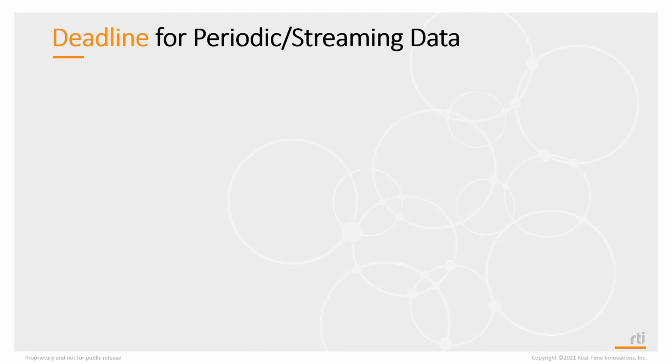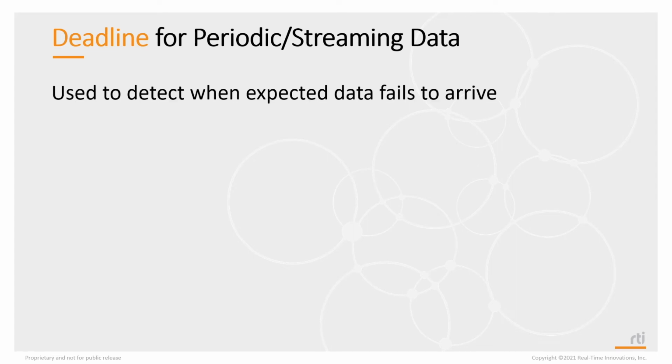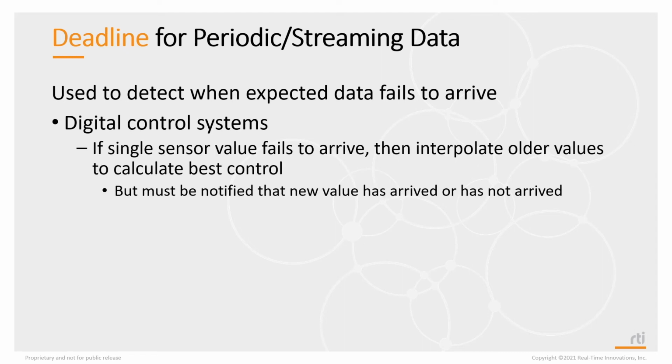So let's talk about the deadline QoS for the periodic streaming data use case. As we've seen, the deadline QoS is useful to detect when something unexpected happens. In this case, data is not arriving as expected. In a digital control system, this is quite useful. Digital control systems are basically receiving sensor values periodically and then calculating control that's sent out periodically.